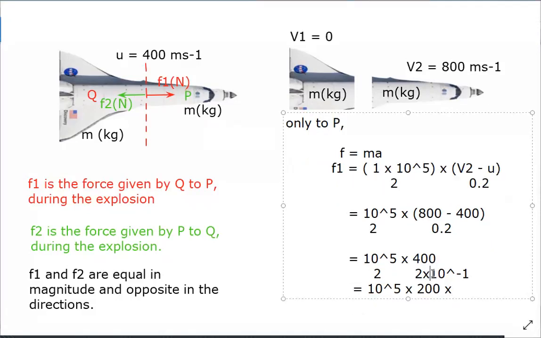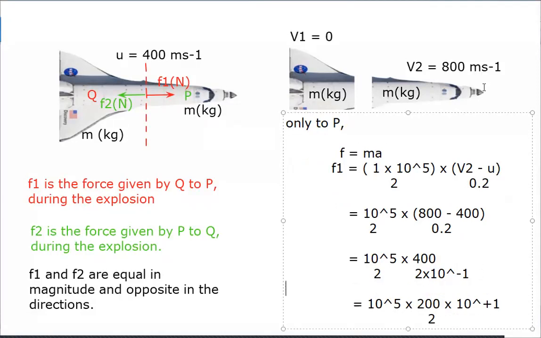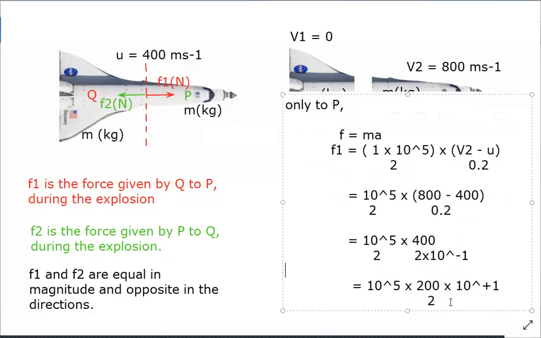This 10 to the power minus 1 will come up as 10 to the power what? 10 to the power plus 1, sir. Yes, 10 to the power plus 1. And this denominator 2 remains unchanged. That will be there. Now, what is the final answer? 200 divided by 2? 100, sir. Yes, very good. 10 to the power 5 will be there, into 200 divided by 2, which is 100. 10 to the power 1 means 10.